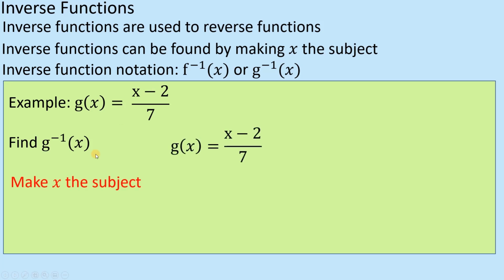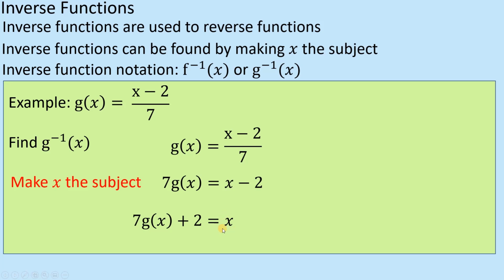So let's make x the subject. I've started with this. The first thing you're going to do is multiply both sides by 7. So the 7 comes up, and then it leaves me that one. And then to get rid of this minus 2, I'm going to add it to the other side, because that's the inverse of it. So I've got 7g of x plus 2 equals x.